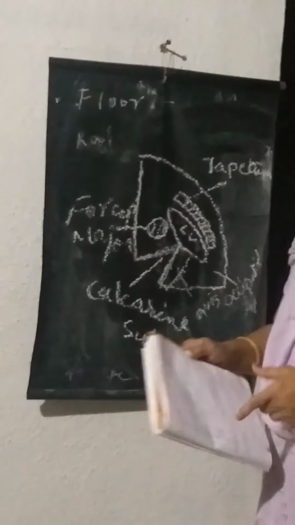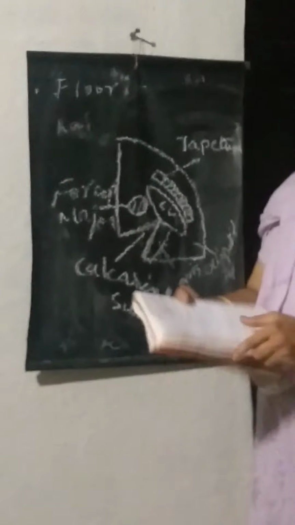Now remaining is the inferior horn of the lateral ventricle.